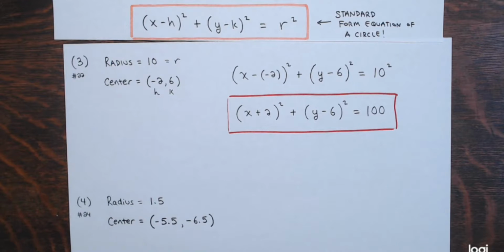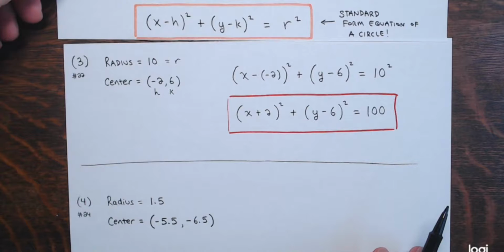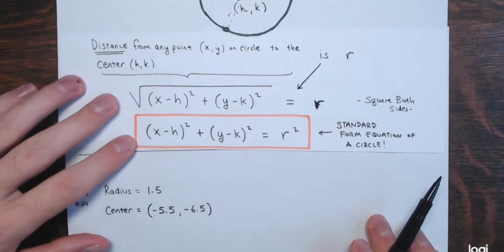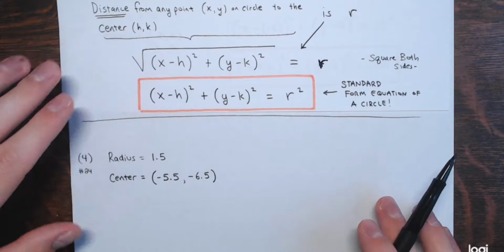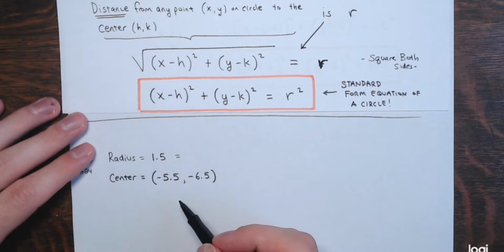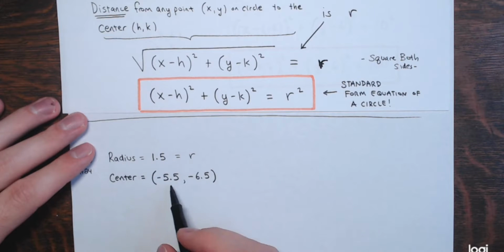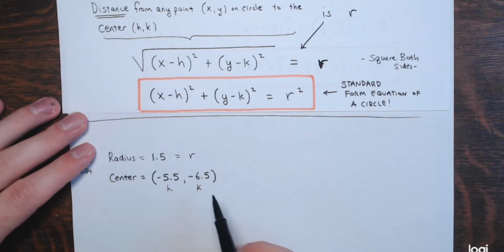Okay, next question. Right, it's all the same stuff in the beginning here. So number 4. Again, we're given the radius. Now the radius is 1.5. Right, that's r. The center, again, the x-coordinate we'll call h. The y-coordinate of the center we'll call k.